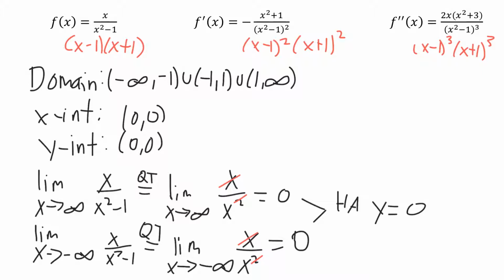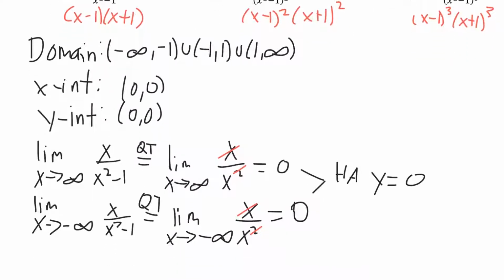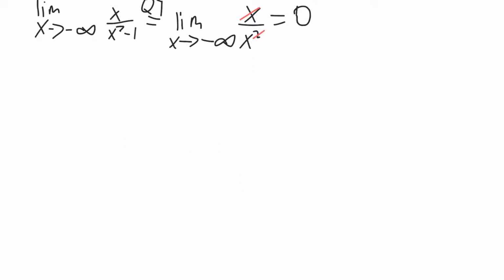Now, to find the vertical asymptotes, it's often useful to actually have the sign diagrams available to us. And so that's what we're going to do now. We're going to go ahead and draw the sign diagrams. So we have f, f prime, and f double prime.